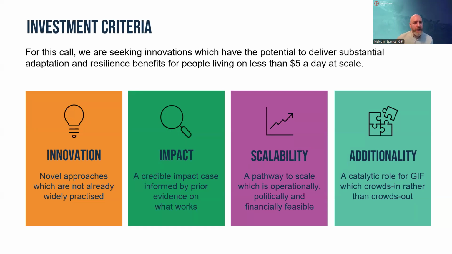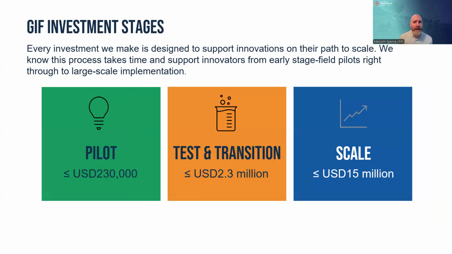I wanted to talk a little bit about the funding stages that we have. Now, obviously, different innovations are at different stages in their journey towards scale. And we have these three main buckets: pilot, test and transition, and scale. And you can see on the screen at the moment the funding limits that we have at these different areas. And our criteria that I've just described, they flex a little bit across these different criteria.